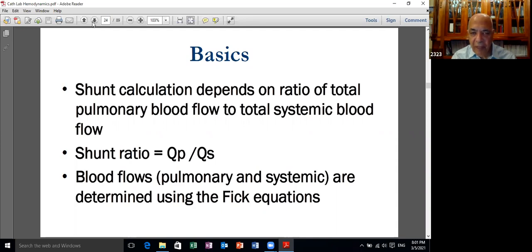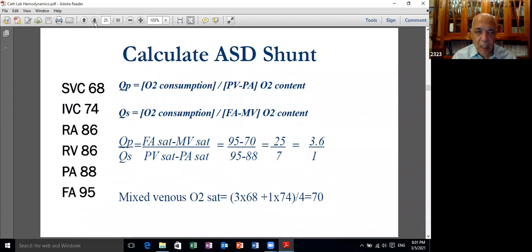So actually we use the Fick principle to calculate the pulmonary blood flow: oxygen consumption divided by the arteriovenous oxygen content difference across the lung, and that's QP, divided by oxygen consumption divided by the arteriovenous oxygen content difference in the systemic circulation, and that's QS. So you calculate the ratio by calculating the flow using the same principles that we alluded to in calculating the cardiac output in general using the Fick principle.